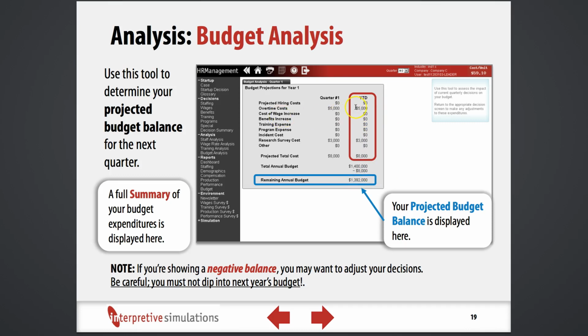Notice that this company just had overtime costs and research survey costs, which is why their budget was $8,000. But you have $1.4 million to spend for the year. Notice that is an annual budget, not a quarterly budget. Your annual budget is $1.4 million. If you take $1.4 million, divide it by 4, that's $350,000 a quarter.